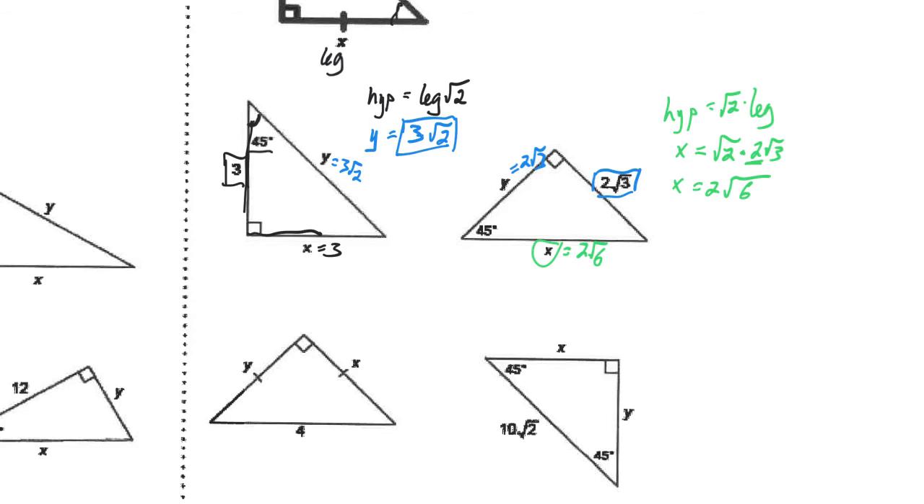For this third one, 4 is the hypotenuse because it's across from the right angle. So I'm looking for the legs. I don't know y, I don't know x, but I know that they will be the same. So if I set up my formula, hypotenuse equals the leg times radical 2. Keep switching it up on you. So the hypotenuse is 4 equals the leg. I don't know what either leg is, so I'm just going to put an x there, times radical 2.